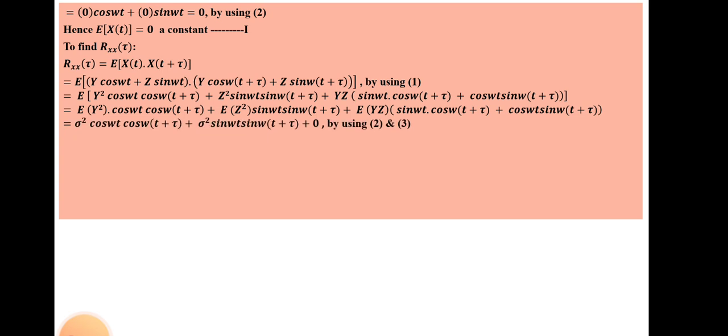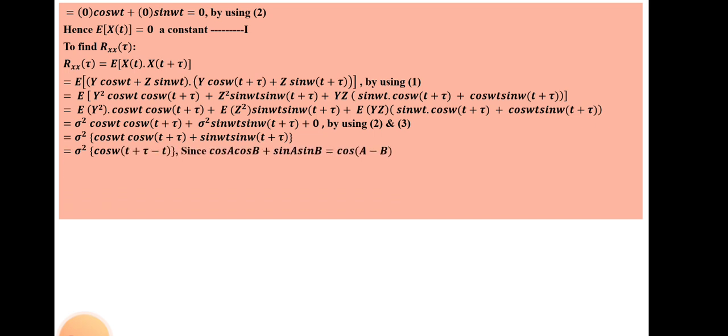Now applying the values from 2 and 3, sigma square cos wt cos w(t plus tau) plus sigma square sin wt sin w(t plus tau), sigma square taking outside common. So again we are using the formula cos A cos B plus sin A sin B equal to cos(A minus B). Here A is w(t plus tau), B is wt, so we will get sigma square cos w(t plus tau minus t), that is equal to sigma square cos w tau, which is a function of tau.